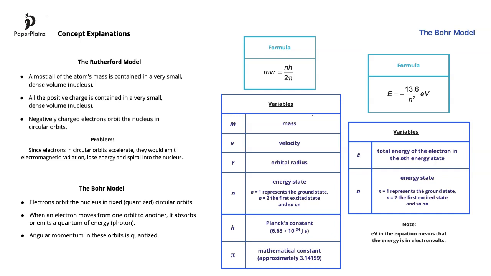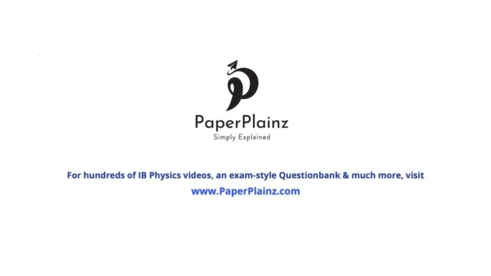Finally, let's just add that this model also has shortcomings, for example, that it only works for simple, hydrogen-like atoms. When extended to more complicated atoms, the model fails. This wraps up our discussion of the Bohr model.